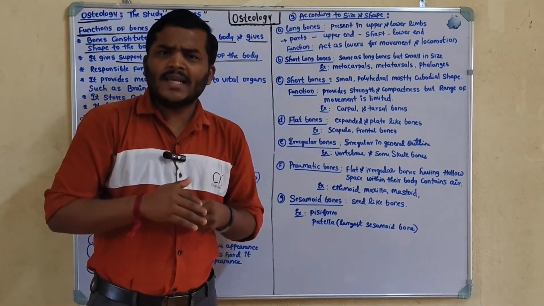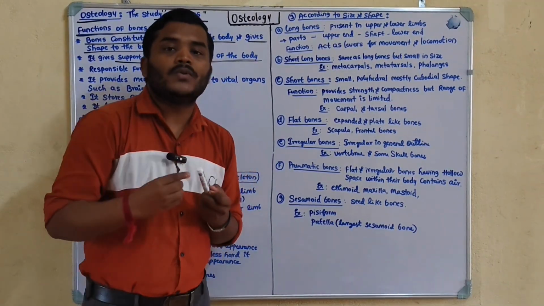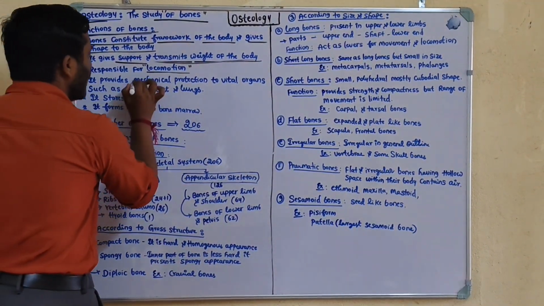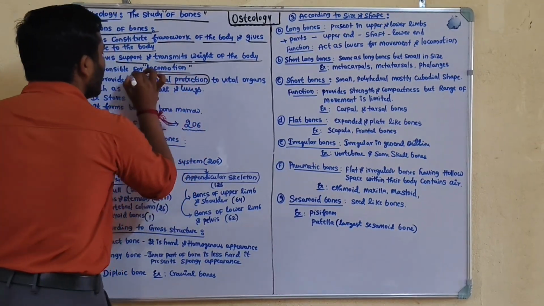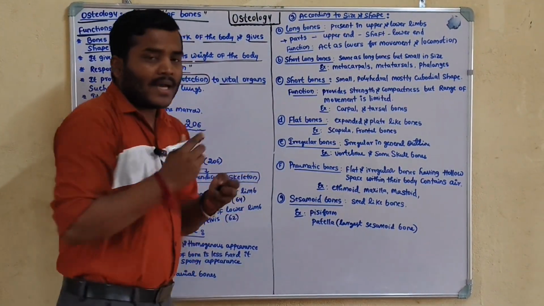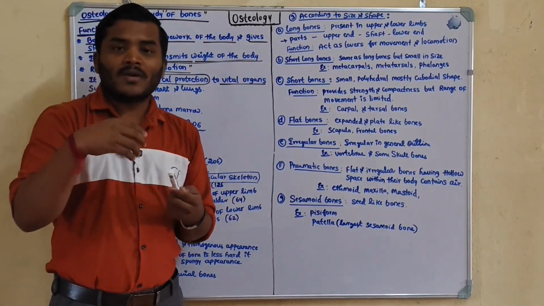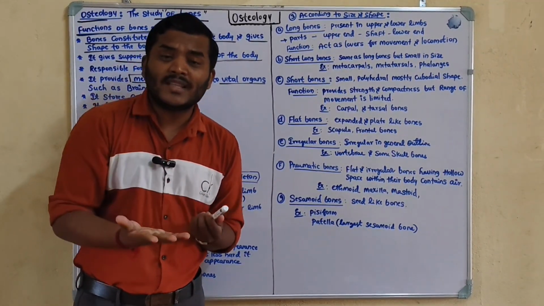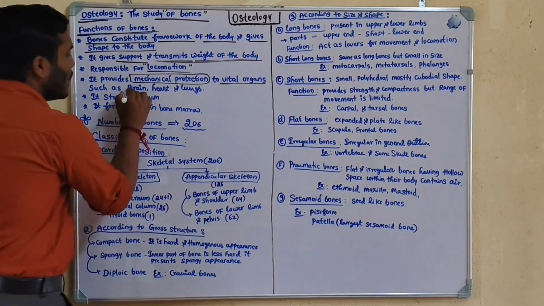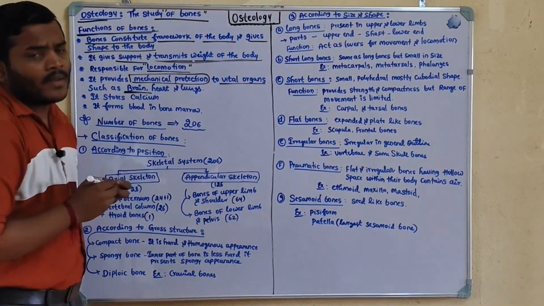चलने के लिए, दौड़ने के लिए कौन हेल्प करता है? बोन्स. Bones help in locomotion. And also it provides mechanical protection to vital organs. मैकेनिकल सपोर्ट एंड प्रोटेक्शन किसको देता है? वाइटल ऑर्गन्स लाइक ब्रेन. कैसे देता है ब्रेन को?